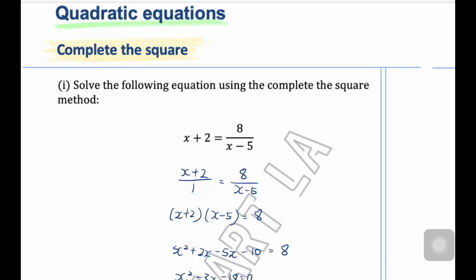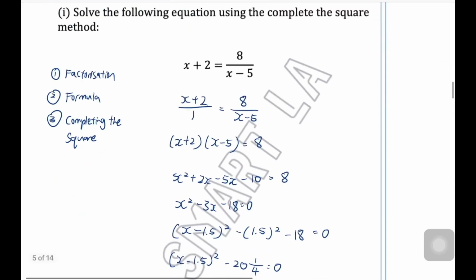Alright, so let us now go through this way of solving the equation using this thing called the complete the square method. Just a quick recap, we have gone through how to solve using factorization, and how to solve a quadratic equation using the formula. So now we are at our third way to solve a quadratic equation, which is called completing the square.